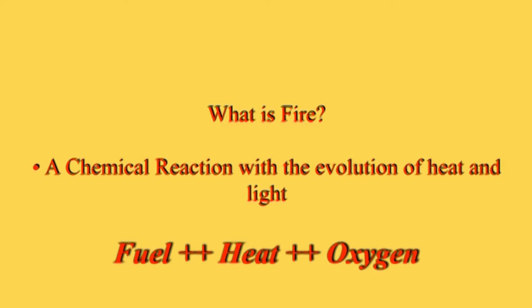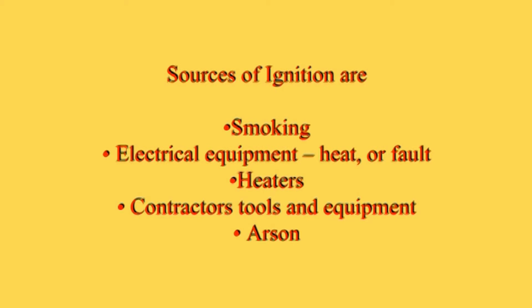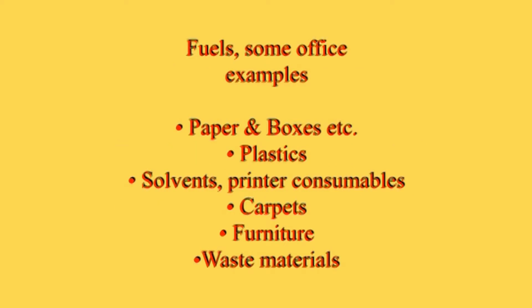So exactly what is a fire? It's a chemical reaction with the evolution of heat and light. Sources of ignition are smoking, electrical equipment heat or fault, heaters, contractors' tools and equipment, and of course arson. Here are some fuels, and these are office examples: paper and boxes, plastics, solvents, printer consumables, carpets, furniture and waste materials.